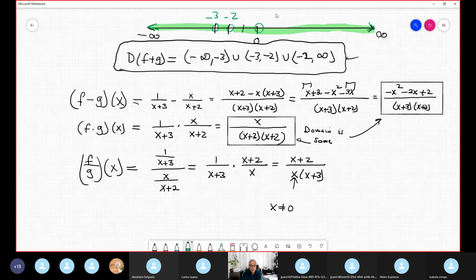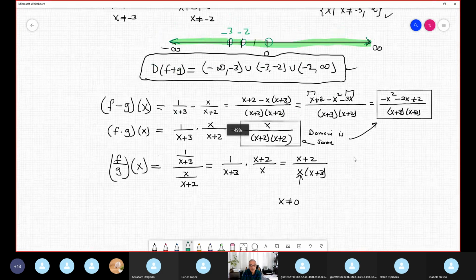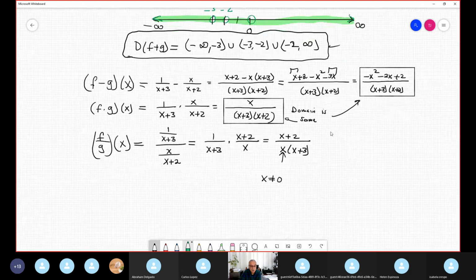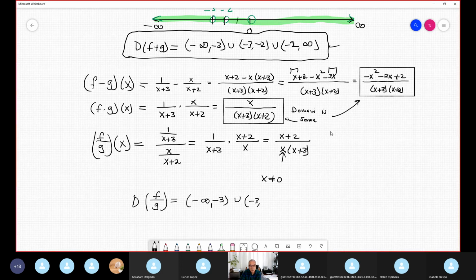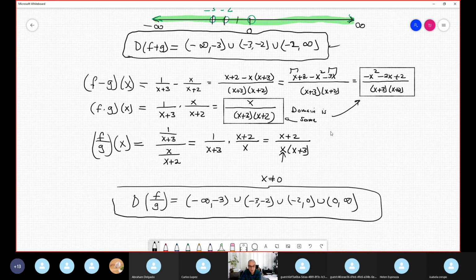So the domain is not the same. The domain of f divided by g is from negative infinity to negative 3, union negative 3 to negative 2, union negative 2 to 0, union 0 to infinity. This is the domain, and the division combination is a little bit different because it introduces a new restriction.